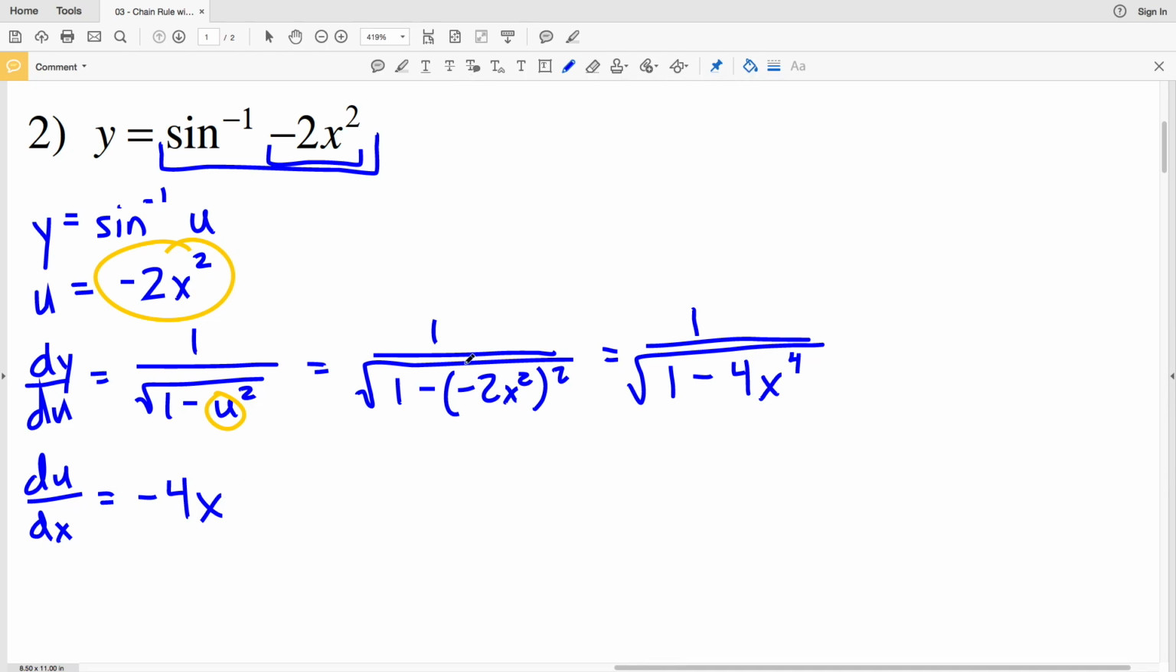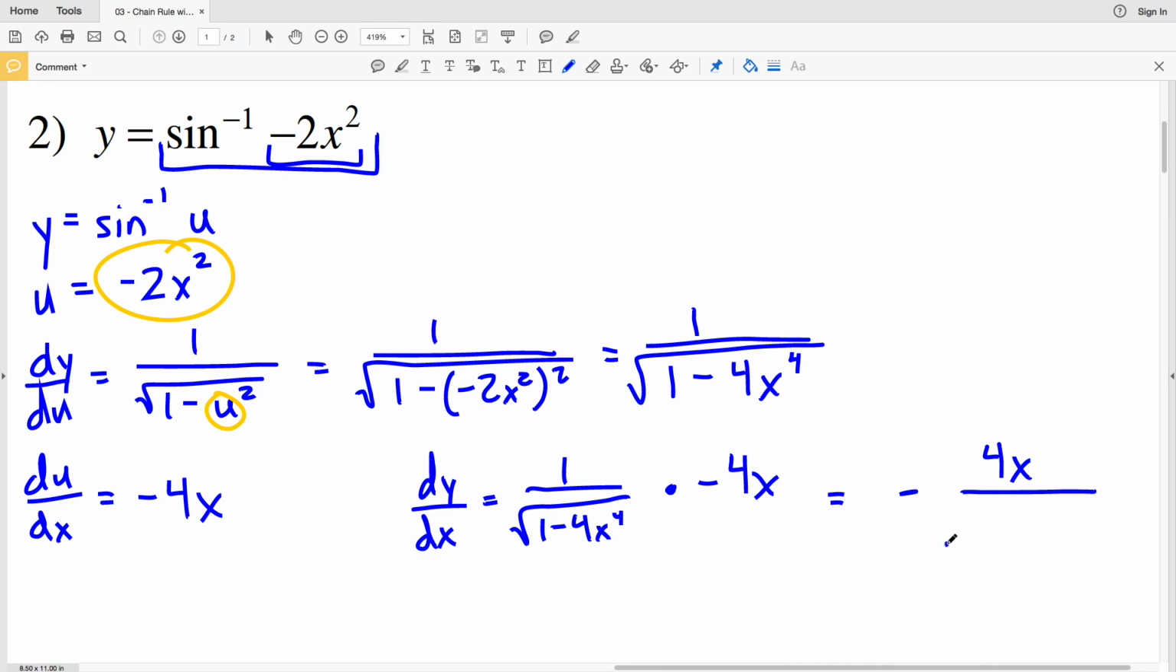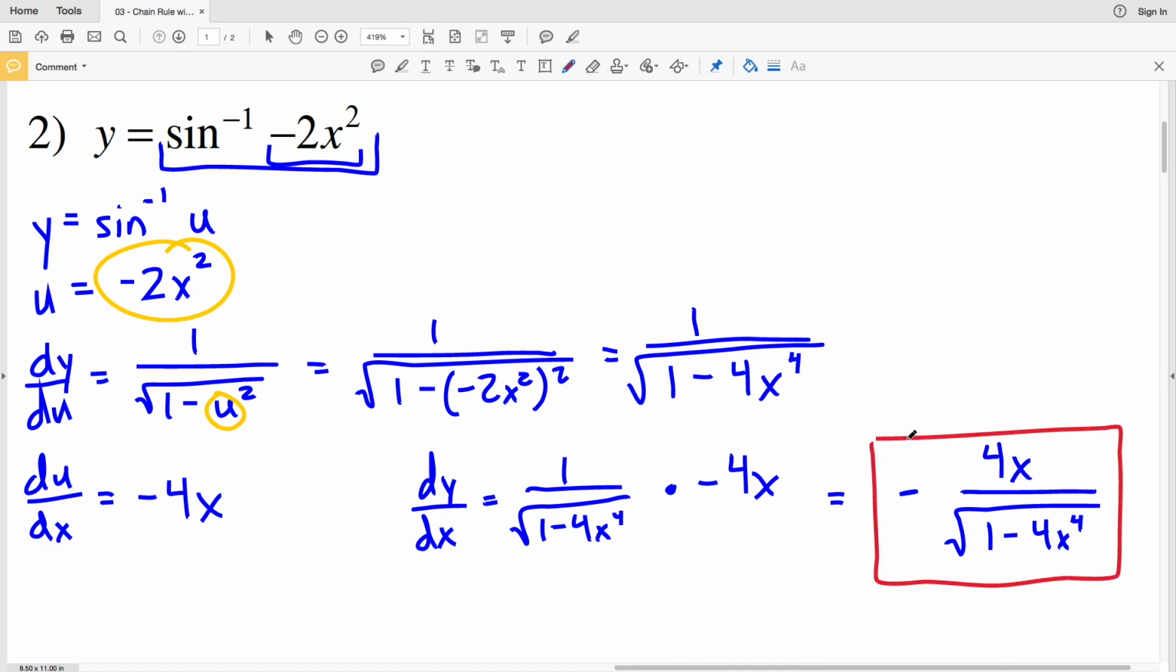So now when we multiply to get dy dx, that's dy du times du dx, which is 1 over the square root of 1 minus 4x to the 4th times negative 4x. So that's going to be equal to negative 4x all over the square root of 1 minus 4x to the 4th. So that's the solution for our derivative in number 2.